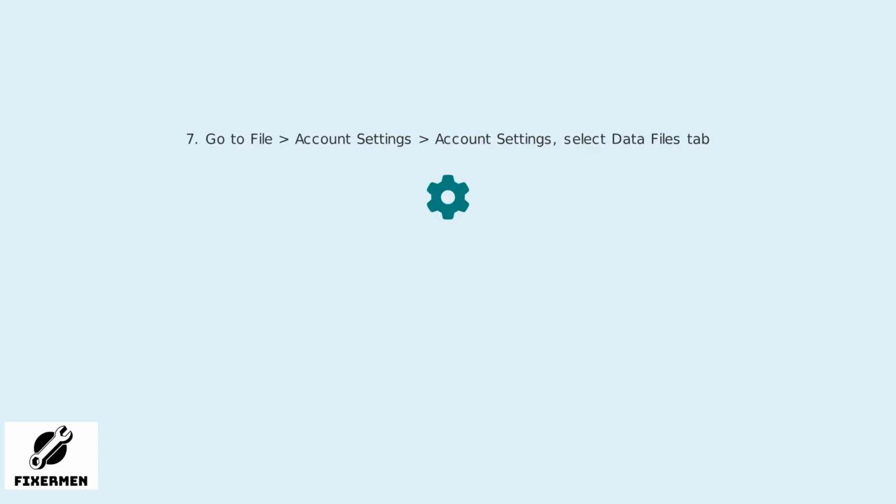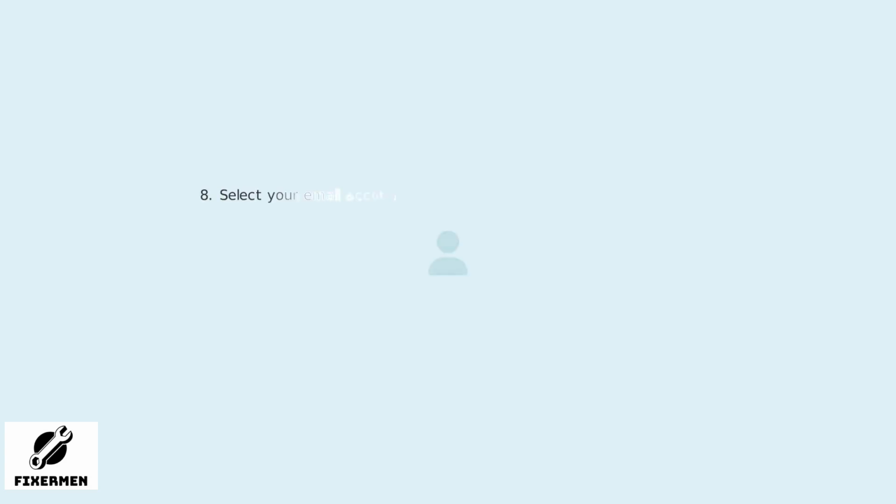Go to File, then Account Settings, and select the Data Files tab. Select your email account and click Open File Location or Settings to change the file path. Browse to the new Outlook data folder location and select the copied .pst or .ost file. Finally, restart Outlook to apply the changes.